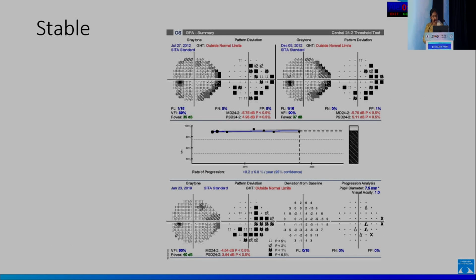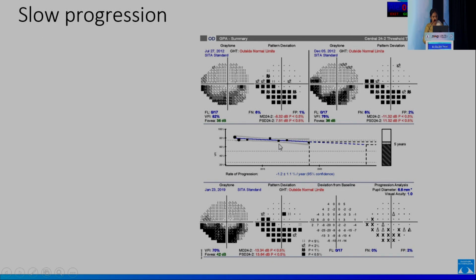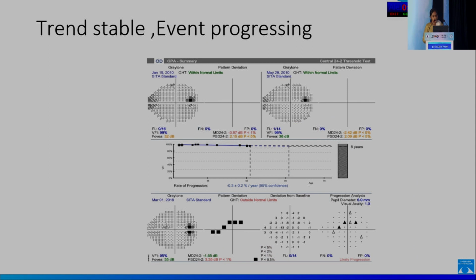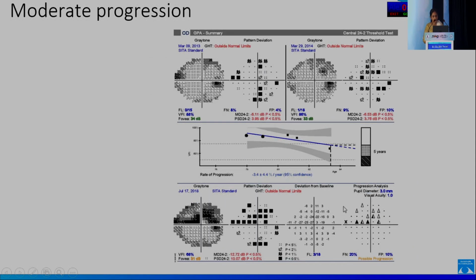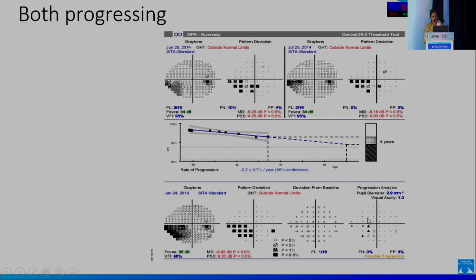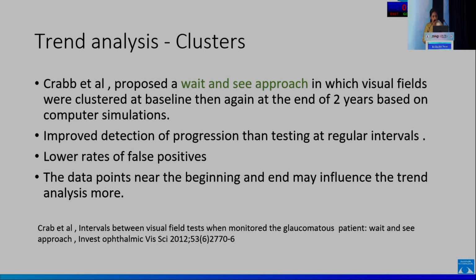So these are a few examples in which you can see that both the event and the trend analysis are fairly stable over time. And this is another example where you can see slow progression occurring in the trend analysis and also in the event. So this is another example where the trend is stable, however the event is showing a likely progression. This is another case where both the trend and the event are progressing. In this one also you find both the trend and the event progressing.